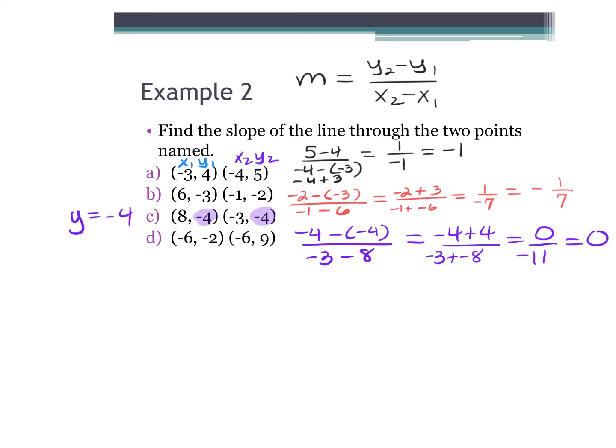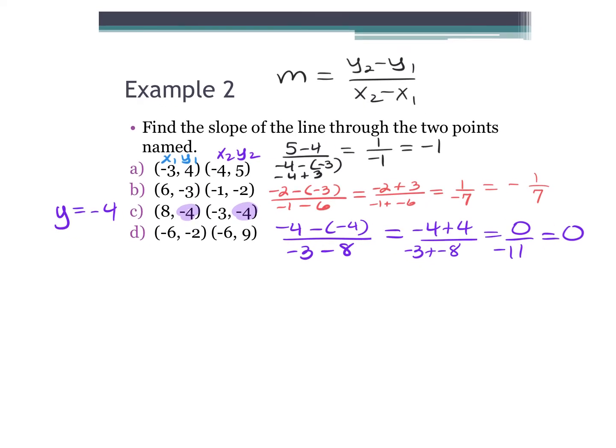So when the y's are the same, this is the graph of a horizontal line. And that always has a slope of 0. It's going through the y-axis at the negative 4. So the slope of this line would be 0, and the y-intercept, or the b, is going to be negative 4. Let's try the last one.